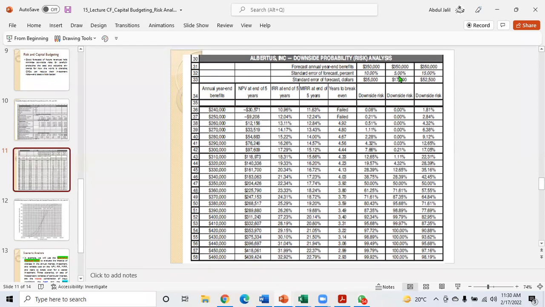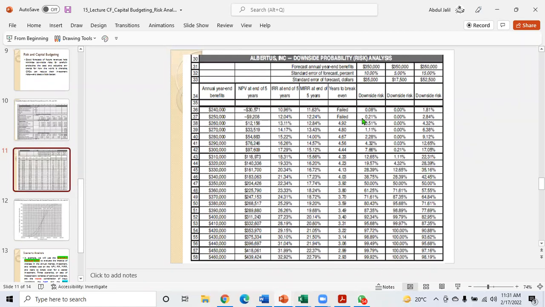In this downside risk situation, there are three possible options: forecast annual year-end benefits, which is fixed at 350, and secondly, standard error of the forecast at 10%, 5%, and 15%. And then the standard error is multiplied by this, and you will get this value, right? So this is the actual investment, and this is the standard error of that investment in terms of this percentage value. Okay, by using this percentage, you will use it at 5%, at 10%, and 15%.